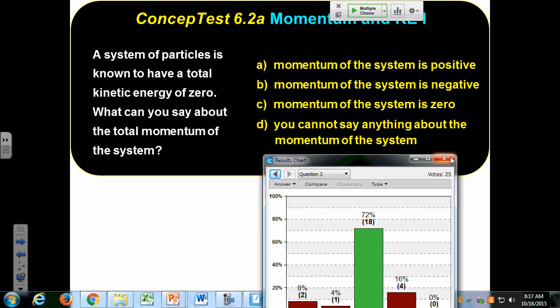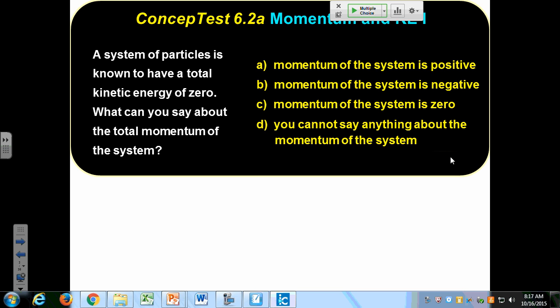Okay, good. We know the momentum is 0 because if the kinetic energy is 0, remember, is kinetic energy a scalar or vector quantity? Energy is always a scalar, and so that means it doesn't have directions. So if our energy is 0, that means that the objects cannot be moving at all. So if they're not moving, that means the momentum is 0.